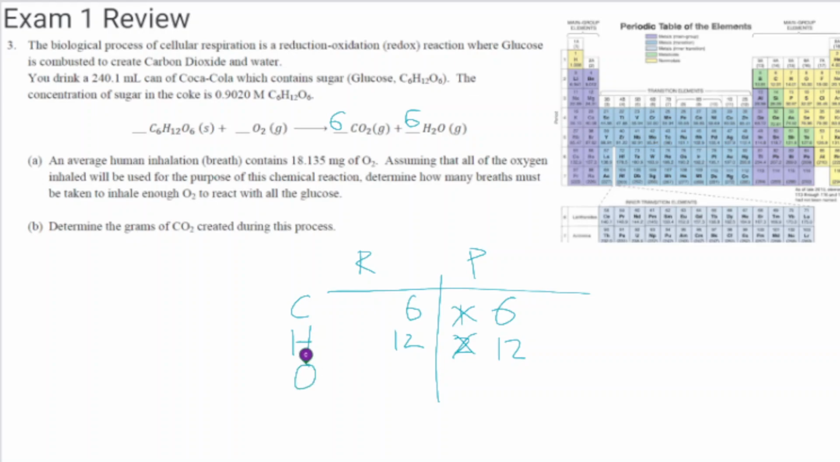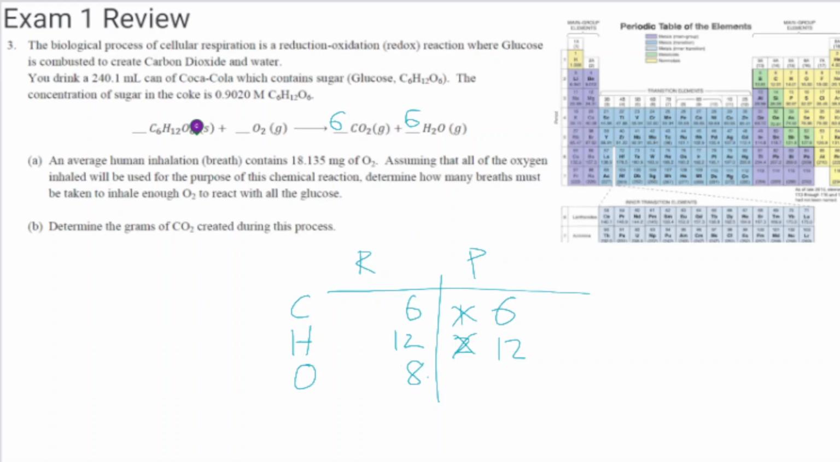Then we can look at oxygens finally. If we look at our reactant side, we have 2 times 1. So this is only going to be 2 oxygens. Plus the 6 subscript here. So this 2 is really an 8. I'll go ahead and rewrite that. All right, so we really have 8 oxygens there. And let's go ahead and erase that as well.